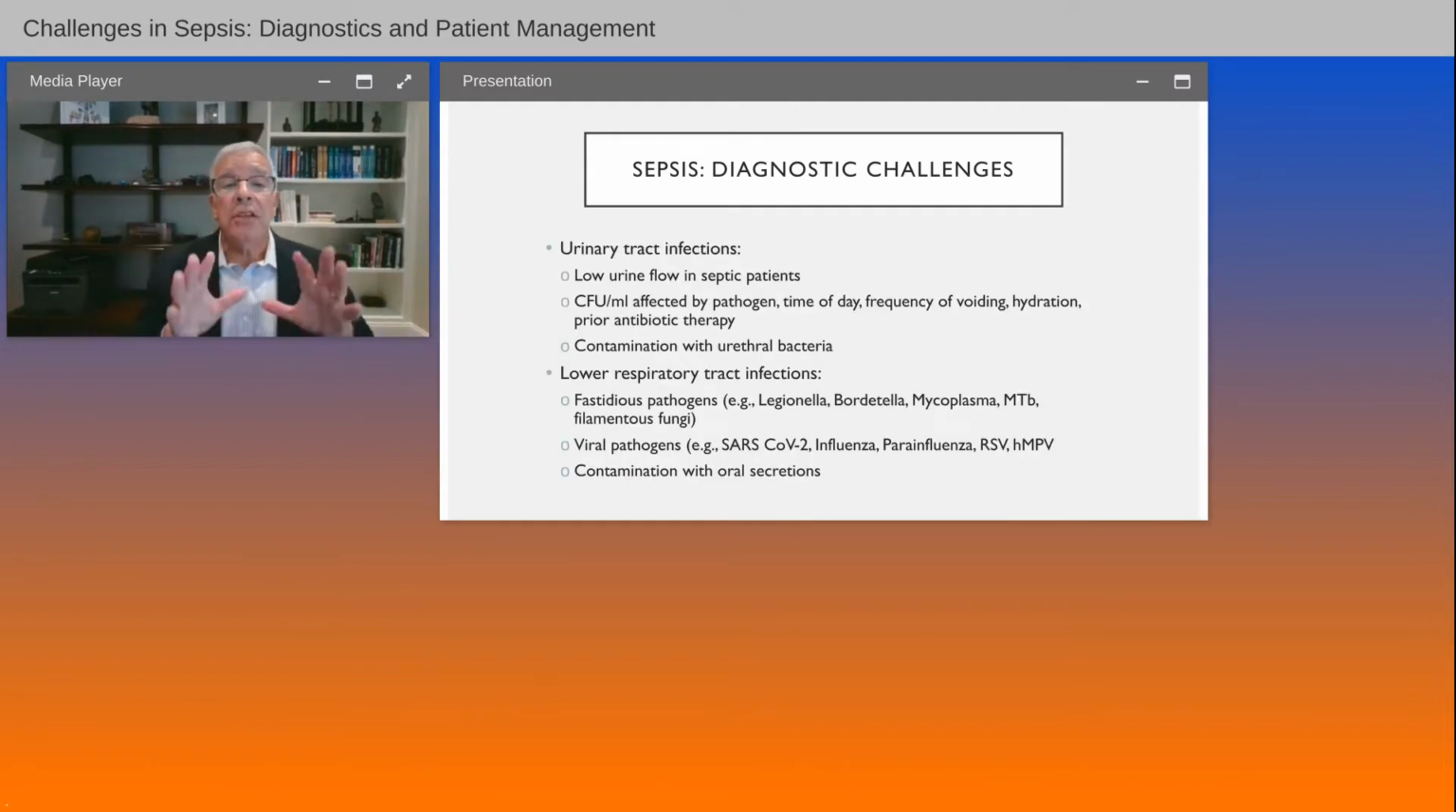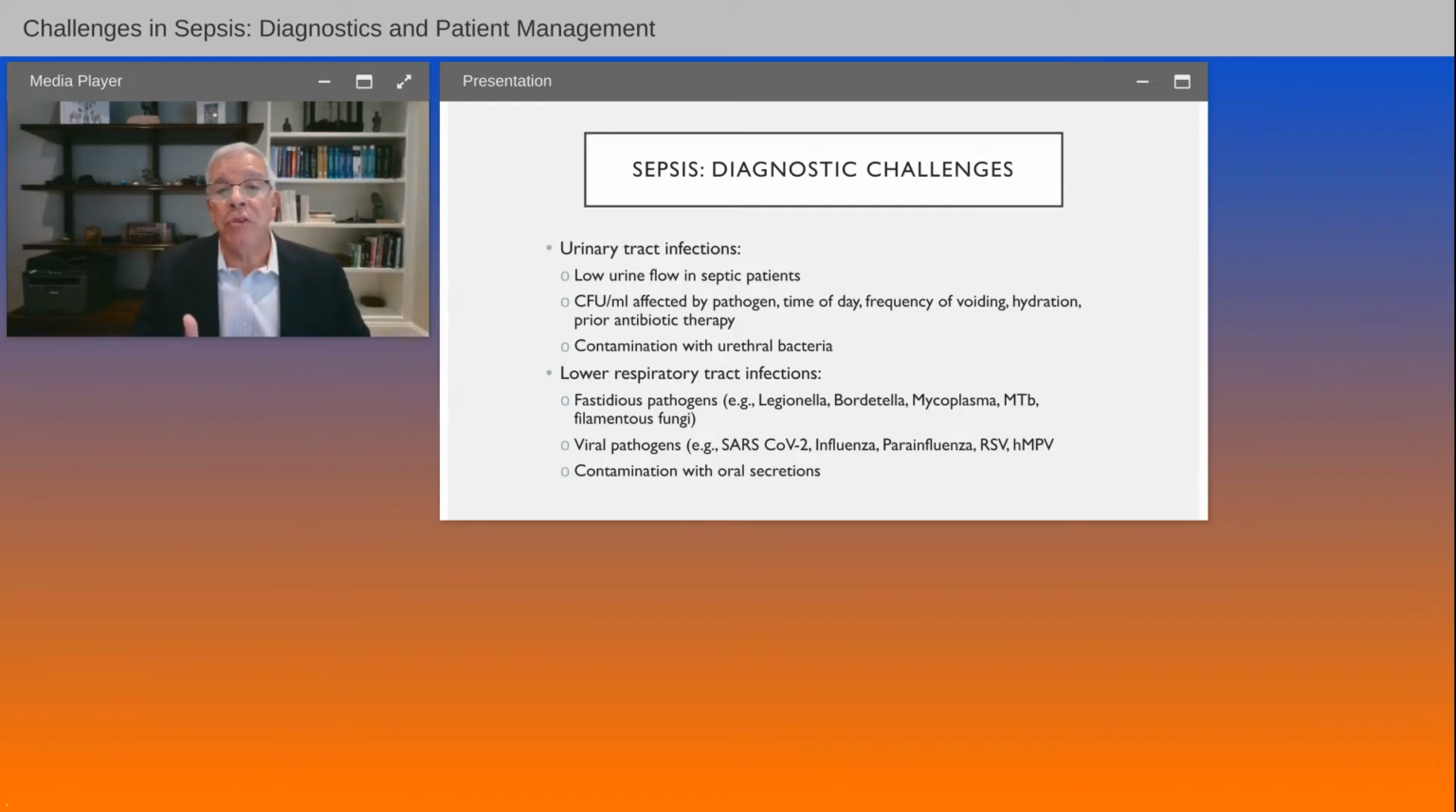Now, if we look at each one of these types of specimens, I'm just going to give an overview of what I think are the challenges. For urinary tract infections, about 50% of patients have fewer than 10 to the 5 organisms per milliliter of urine. So in many patients, they have very low numbers of organisms in the urine. And in a septic patient, they don't produce much urine. That is one of the characteristics of sepsis. And so it's going to be challenging to get the right specimen in order to make the diagnosis.